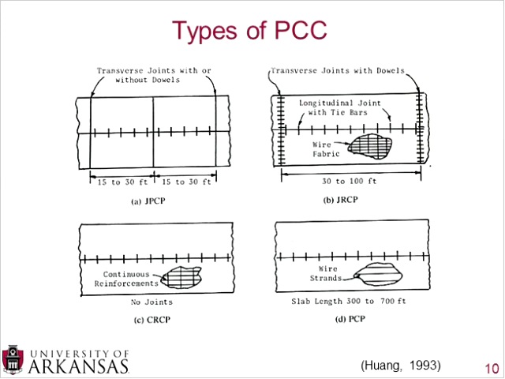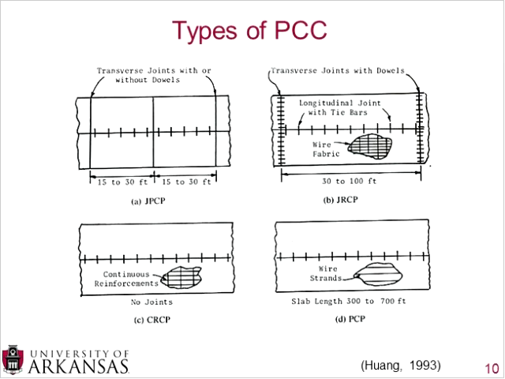Here's a little schematic of the different types of PCC. In the upper left-hand corner, picture A is a picture of the JPCP, the jointed plain concrete pavement. You can see they have the transverse joints in place, and those can have dowels or they might not have dowels, but there is no reinforcing steel.